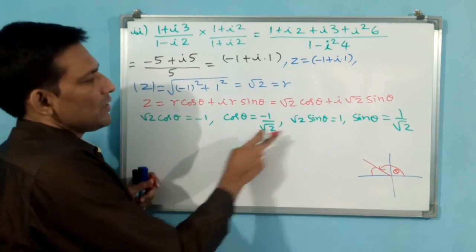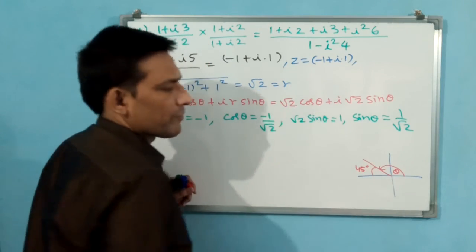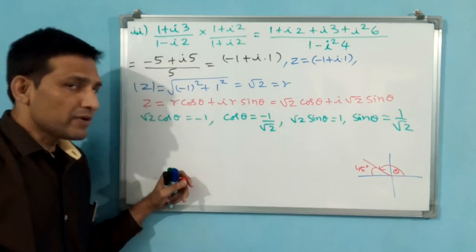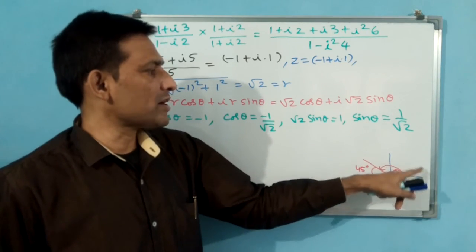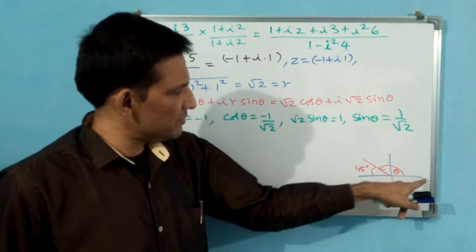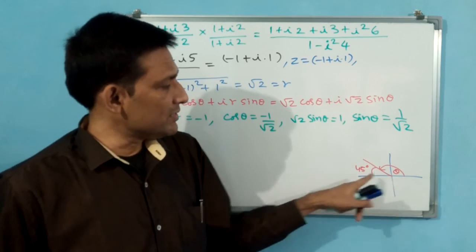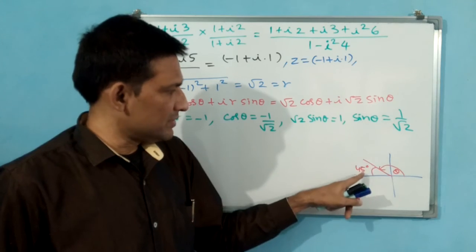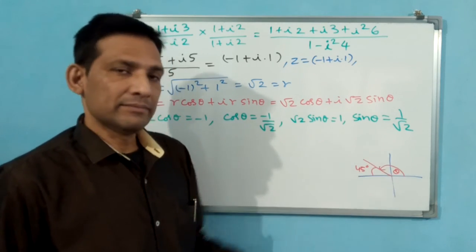Now, where will 1 by root 2 come? 45 degree. Write down 45 degree. But shall we take 45? No. Why? Because from the reference axis only you have to take. In first quadrant, directly you can take. Fourth quadrant, directly negative you can take. But in second and third quadrant, the value will be this theta, this angle, and theta will be up to there.